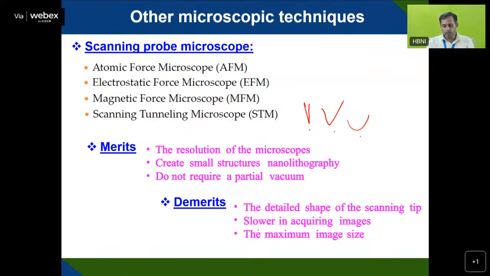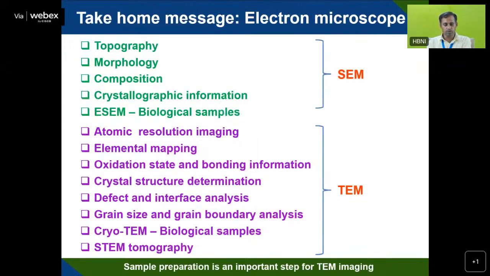And then the slow imaging: the tapping mode imaging is quite slow, and you can get only a small maximum image size. You will be able to scan only a small area. So these techniques I will not discuss because of time constraints, but you can go through all these techniques, because sometimes you may use them in your studies.